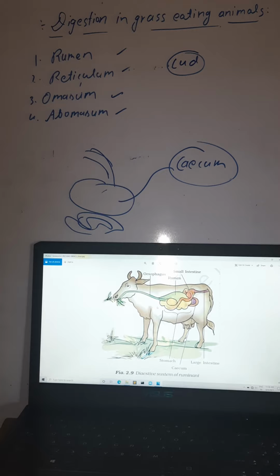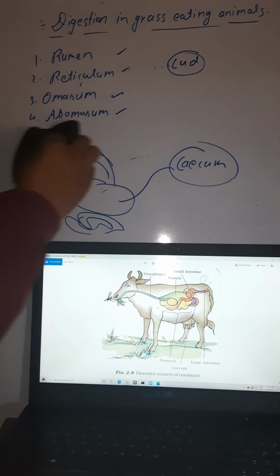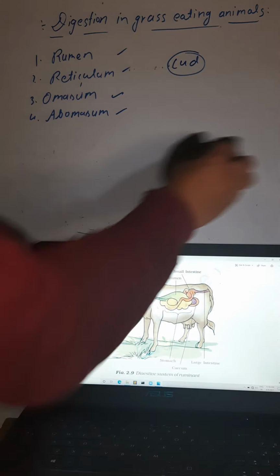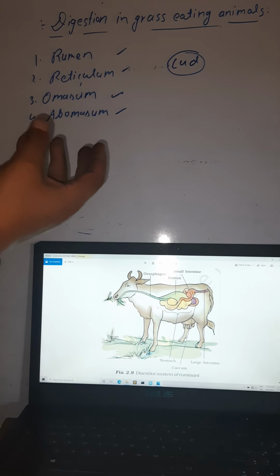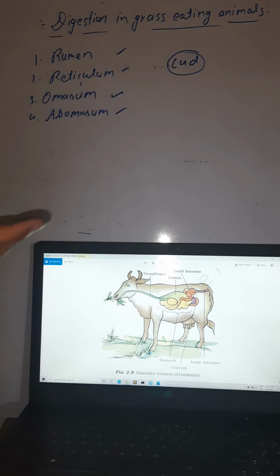Now you might be thinking, why do we not eat grass? If you see, there is cellulose in the grass. There is a rich amount of cellulose in grass, which we cannot digest.